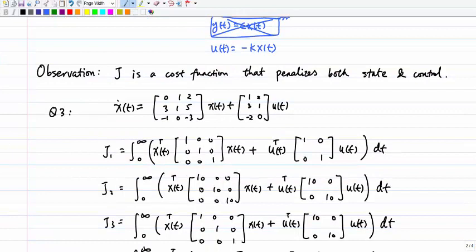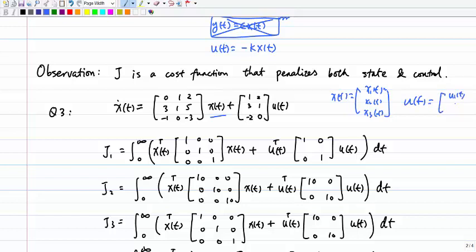For example, if I give you a linear time invariant system x dot t equal to a 3 by 3 matrix A times x(t) plus a 3 by 2 matrix B times u(t). So basically I have x(t) that is three-dimensional, x1(t), x2(t), x3(t), and my u(t) is two-dimensional, u1(t) and u2(t). So those are the dimensions of my x(t) and u(t).